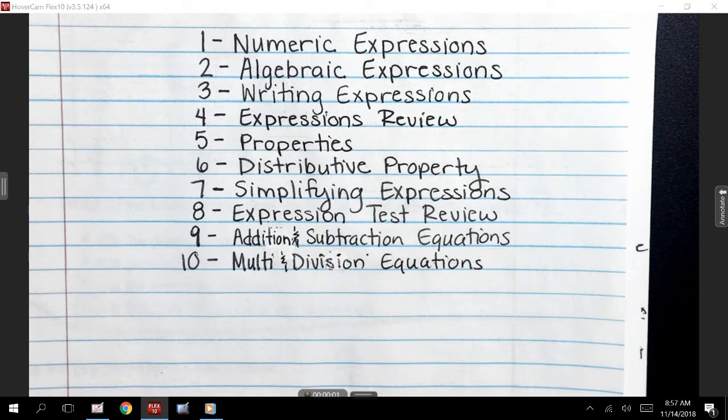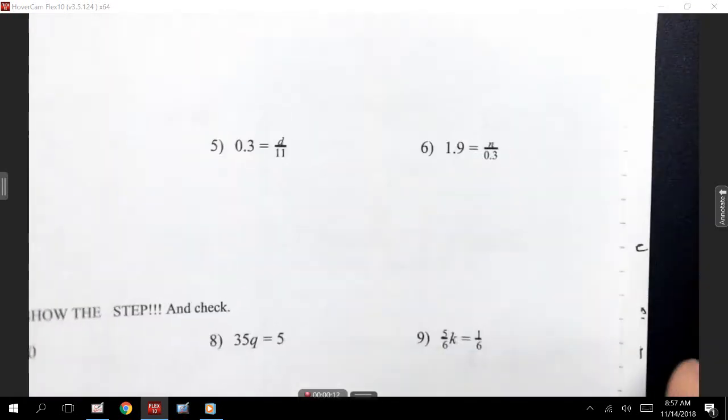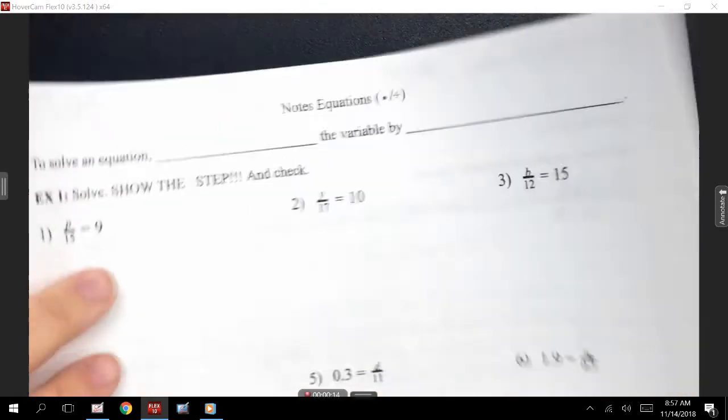Hopefully we have our table of contents updated at this point. Hopefully we have our table of contents updated right now. Okay. All right, we're going to go ahead and start our notes.